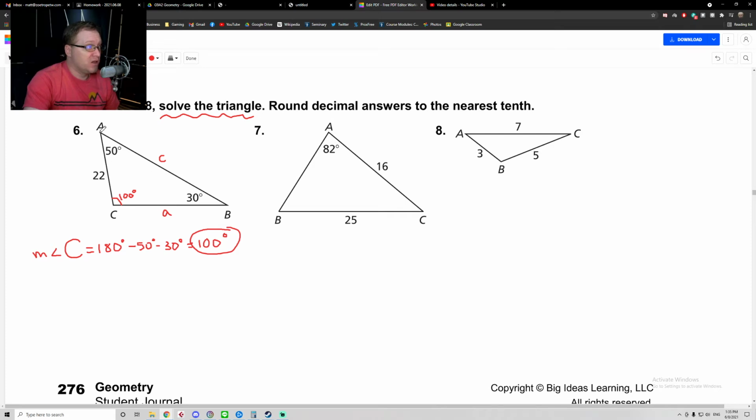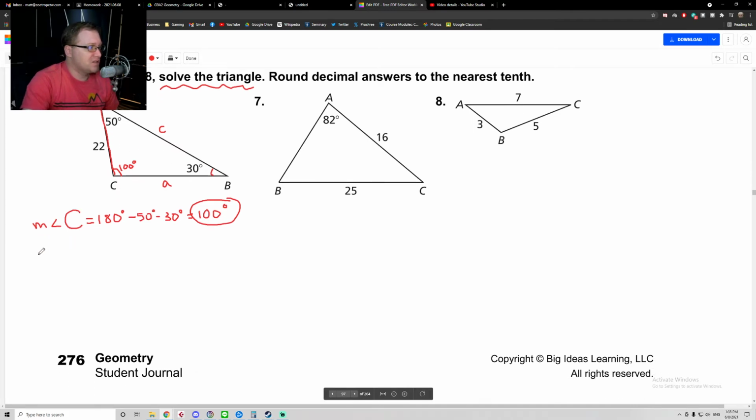So look here. We already know 22, and we know this. They are opposites. So that means the sine of 30 degrees divided by 22 is going to equal, and we know this is 50 degrees, so sine of 50 degrees divided by A. We know this has to be true.